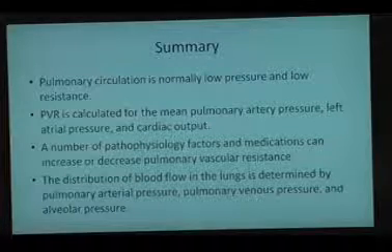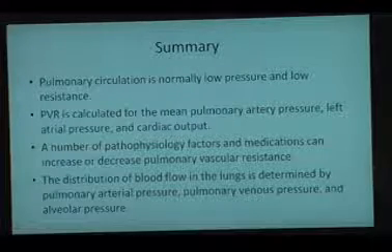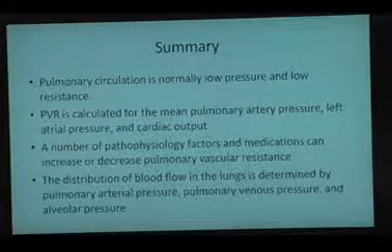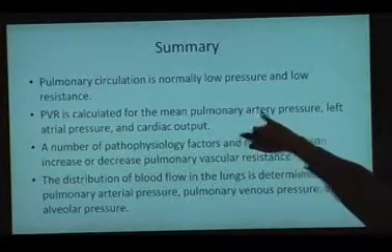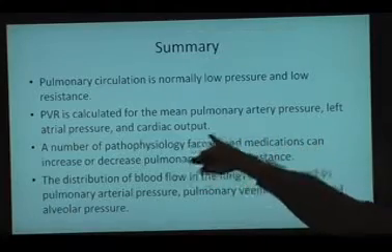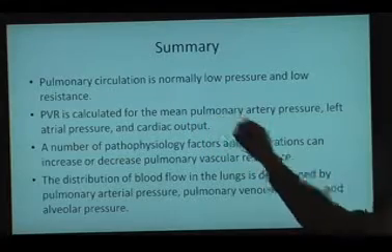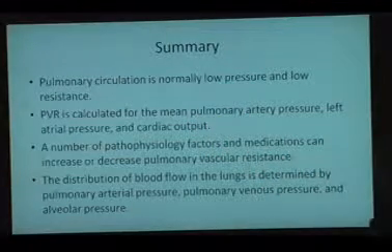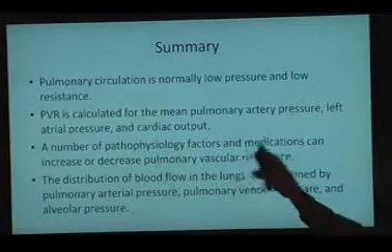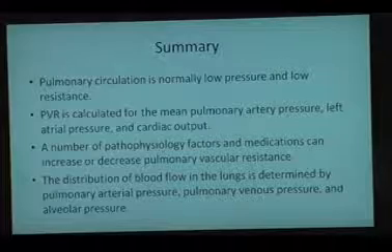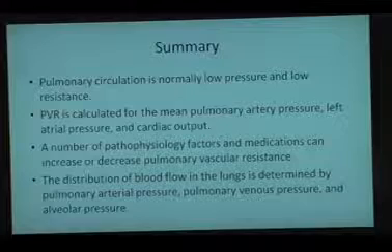Okay, I wasn't sure I was going to get through this in an hour, but I guess I did. So the pulmonary circulation is normally a low pressure, low resistance circulation. Pulmonary vascular resistance is calculated from the pulmonary artery pressure, the left atrial pressure, and cardiac output. So if we want to give a number to pulmonary vascular resistance, our patient needs to have a pulmonary artery catheter. There are a number of pathophysiologic factors and medications that can increase or decrease pulmonary vascular resistance. We spend some time talking about that.